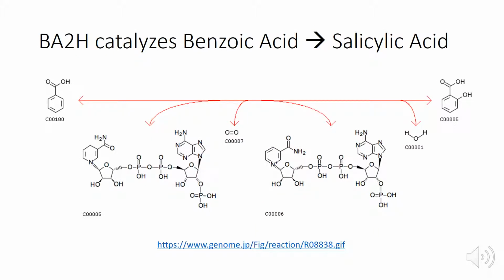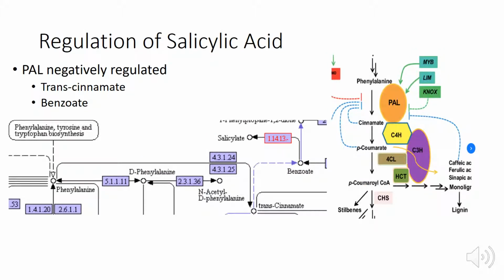Lastly, our benzoic acid needs to be converted to salicylic acid, and this is done by the enzyme BA2H. Like we said, we don't have to explain this mechanism because you already got to learn about 2 great ones. Okay, so now that you saw all of the fun mechanisms of salicylic acid, now let's talk about how it is regulated.